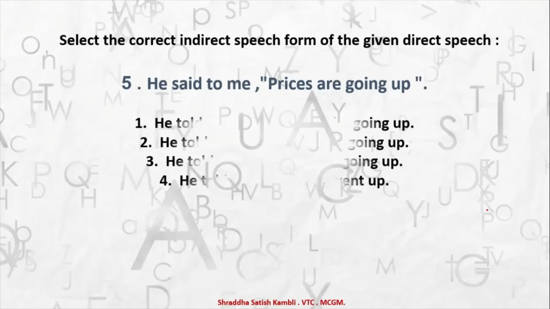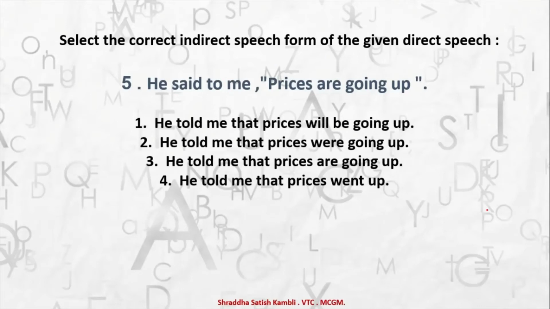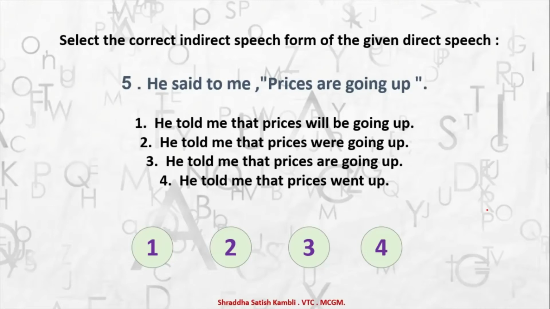Let's see what are the options. He told me that prices will be going up. He told me that prices were going up. He told me that prices are going up. He told me that prices went up. Yes, which one is the correct answer? It is option number 2. He told me that prices were going up. So you see the are has become were because we've changed the tense of the sentence. So these were the 5 examples for you in pattern 1.